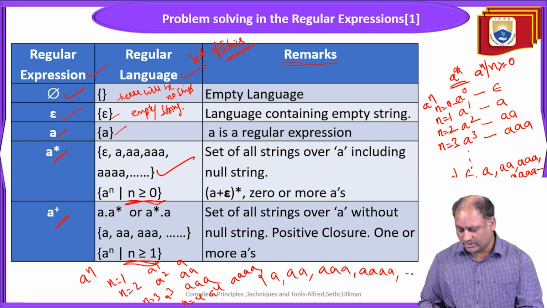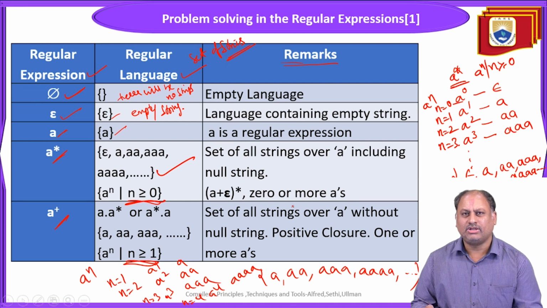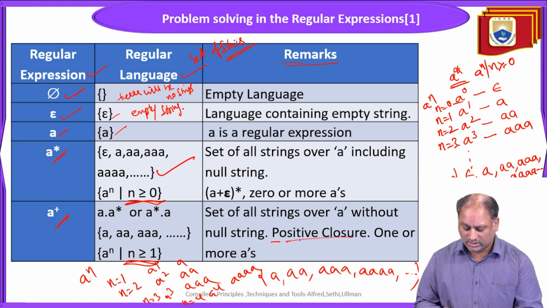Like this, the language is the set of all strings over A except the null string. This is also called the positive closure. It can be written as A dot A star. A star contains A power 0, A power 1, A power 2, the set of all possible strings over A, including the null string.